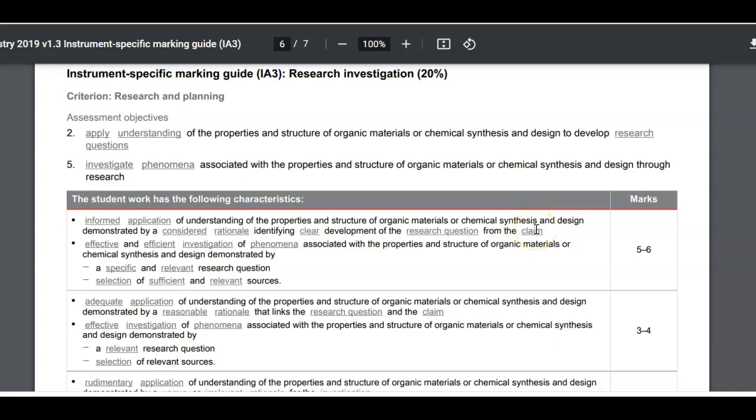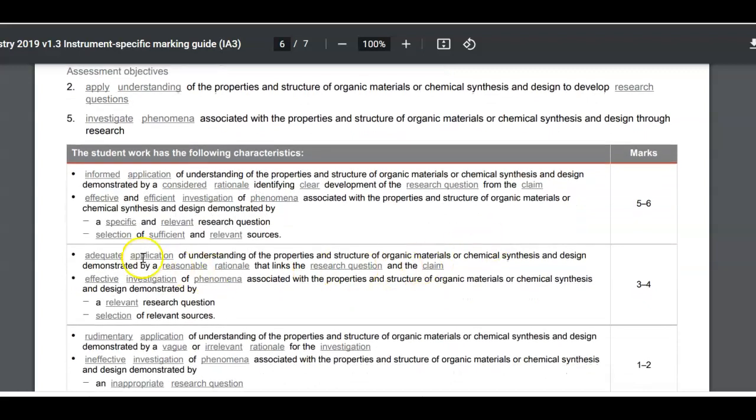It's considered, as I explained. The first 2 were considered, the second one was not so considered, and the first 2 were fairly clear development. They weren't perfect, but they were fairly clear. The grade below that would be a reasonable rationale that links the research question and the claim. So if you really don't have a fairly clear development, you'll end up with this one. If your rationale is vague or irrelevant, you would end up with this one.